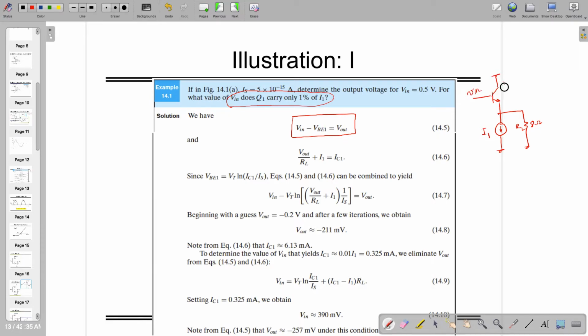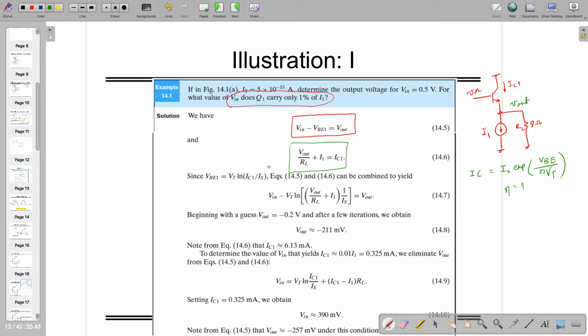this is the circuit. This is IC1. So IC1 is nothing but Vout divided by RL plus I1. As per Kirchhoff's law, it has to follow this equation as well. So there are two golden equations which we have to use. We know that VBE1 is nothing but VT ln(IC1 divided by IS). This is derived from the equation that IC is equal to IS times exponential of VBE by eta VT, where eta is equal to 1.